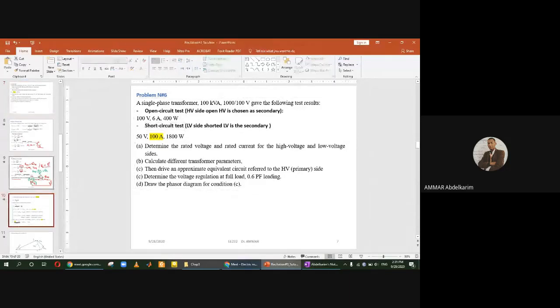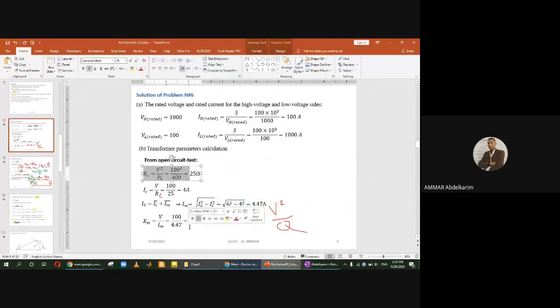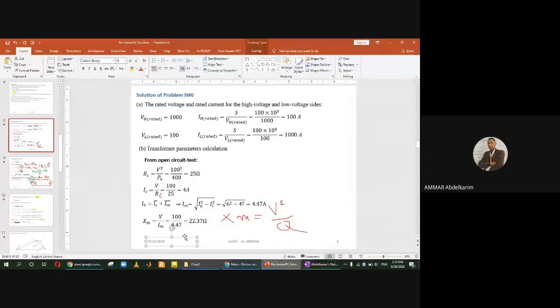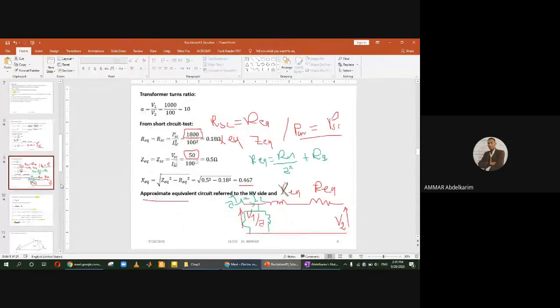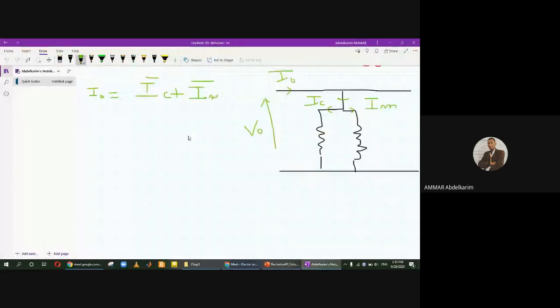Okay. So here, when we calculate RC and XM, we are working on the primary. Here, when we calculated R equivalent and Z equivalent, also we are working in the primary. It's not the same side, but it's the primary. Okay, here we change the primary, but it's still the primary. To not get confused, always draw your circuit.